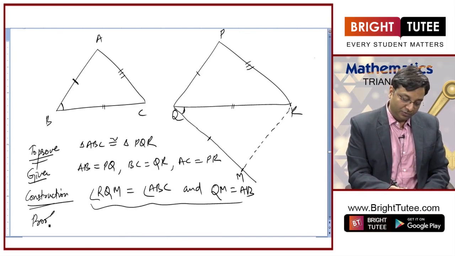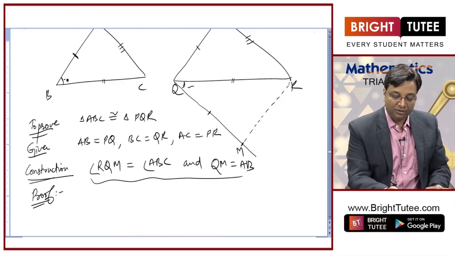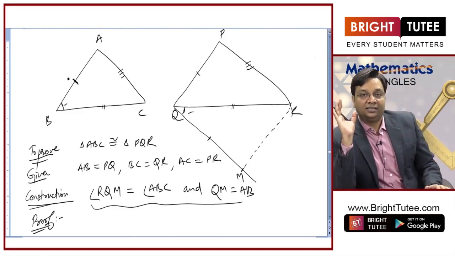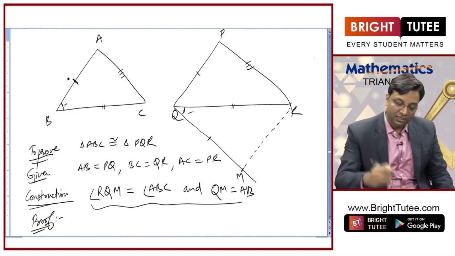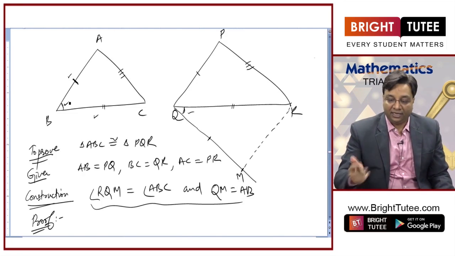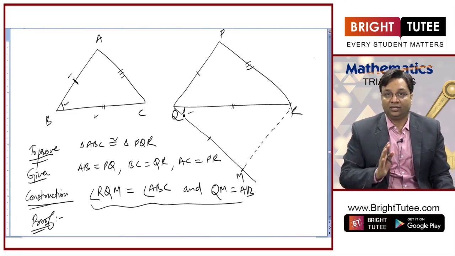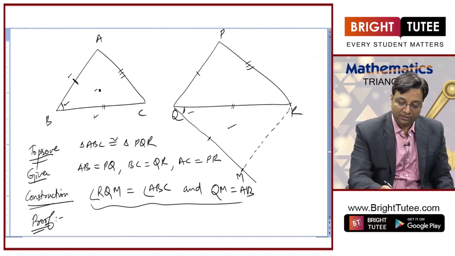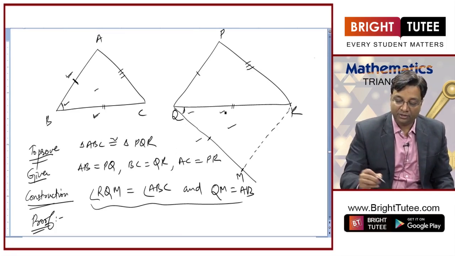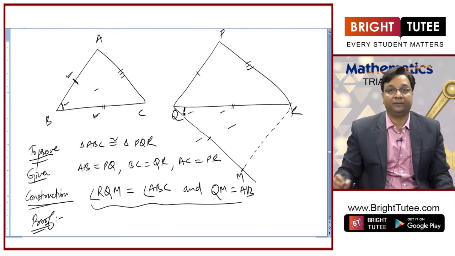Now let us start the proof. Let me give you an idea why I have taken this angle equal to this angle. We know the side angle side congruence rule says that if two sides and the included angle of a triangle are equal to two sides and the included angle of another triangle, then these two triangles are congruent. Now look at these two triangles. This side is equal to this side, this side BC is equal to side QR, and included angle B is equal to this included angle Q here.